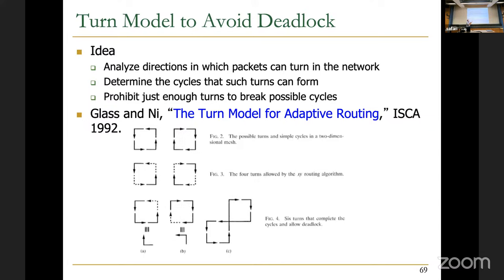So this paper discusses how we can choose the turns that we can remove from this turn model. So basically, we cannot randomly cut some turns. Any question?